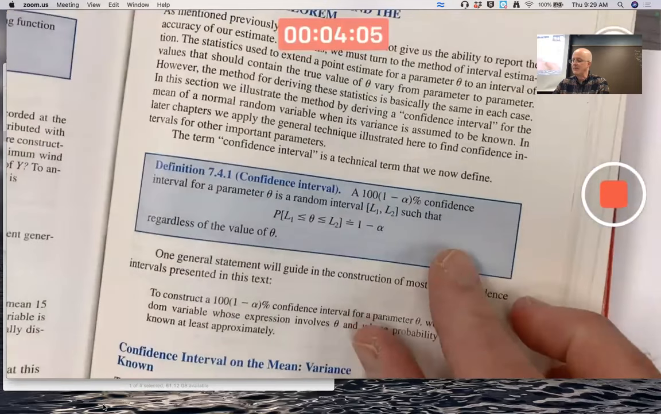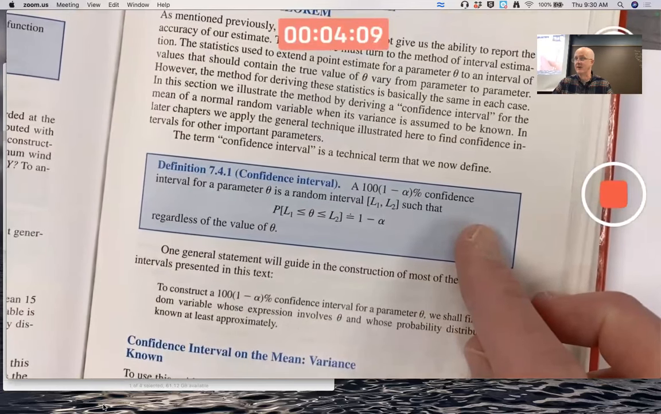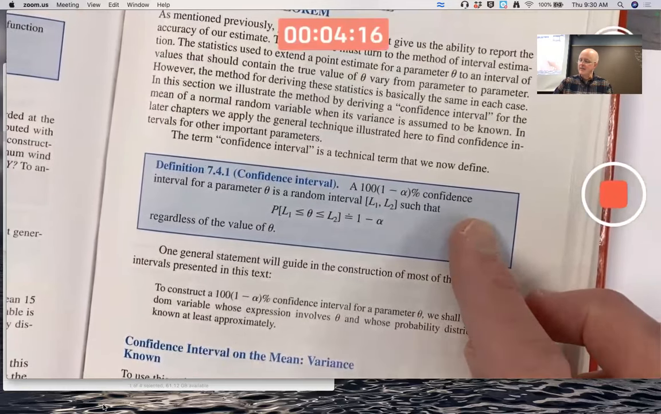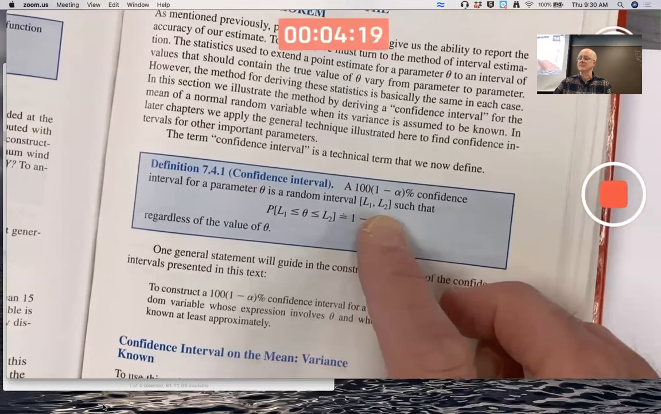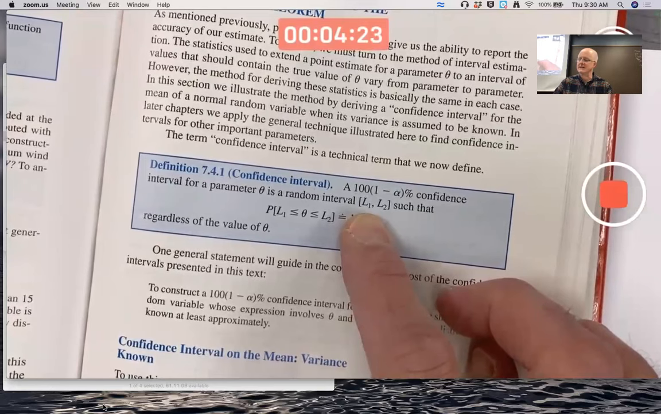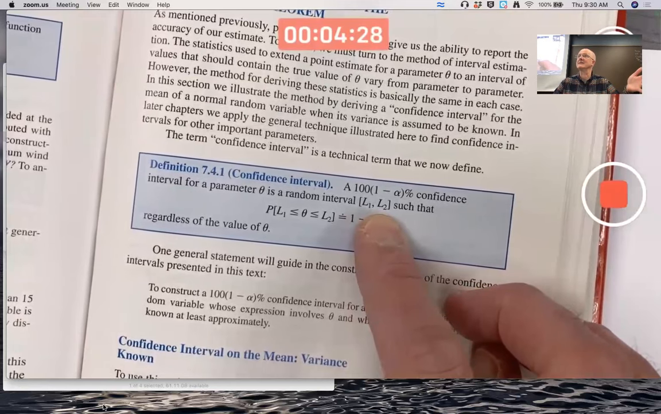A 100 times 1 minus alpha percent confidence interval. The most common thing is to pick alpha to be 0.05, so that 1 minus alpha is 0.95, and we're talking about a 95% confidence interval, is a random interval written as a closed interval. It could be written as an open interval. It's not really a big deal. L1 to L2. L1 and L2, the left and right endpoints, are random variables. I don't know if you've ever thought about that before, but the endpoints of a confidence interval are random variables.